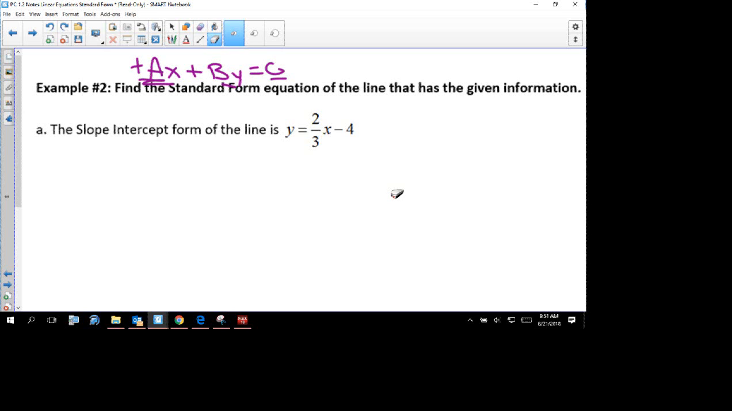Rachel? I was gonna say move 4 to the other side of the equation. Okay. And y to the other side, so x and y are on the same side. Okay, so you're going to say 4 equals 2/3 x minus y. So she's manipulating by adding the 4 to both sides, subtracting the y from both sides, and she's getting closer to that form of ax plus by equals c. What can we do next?